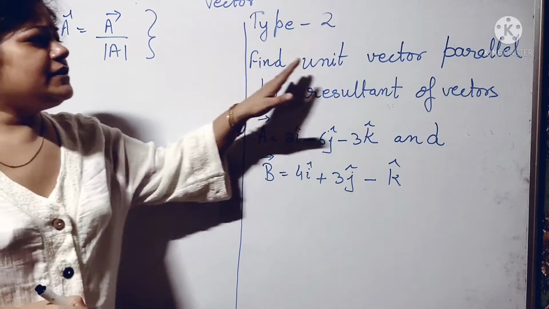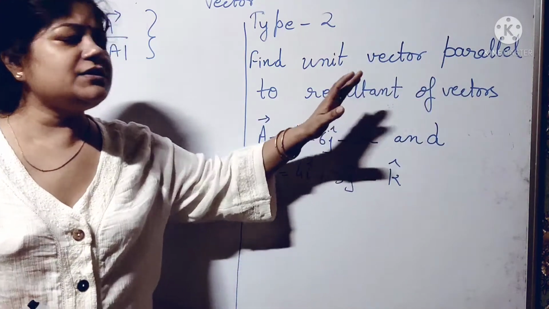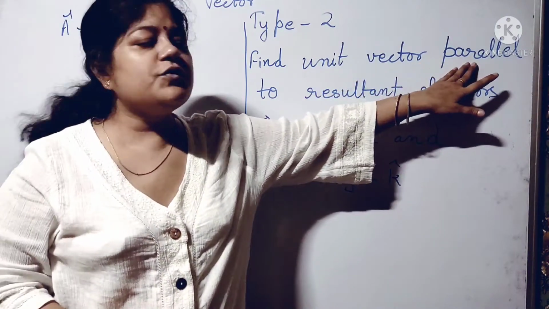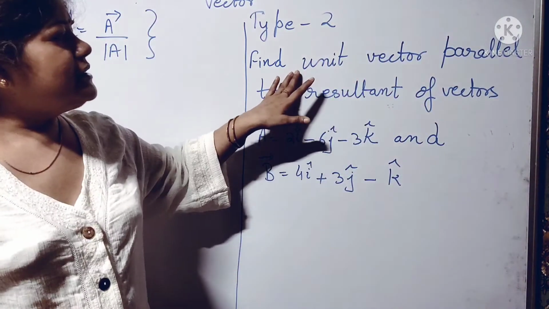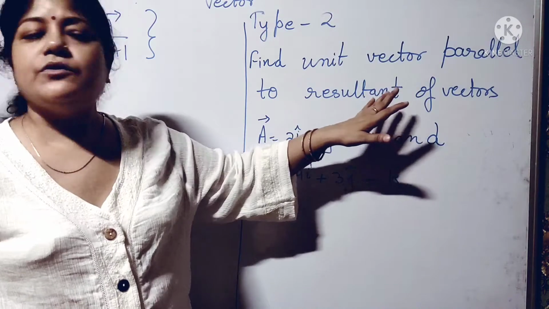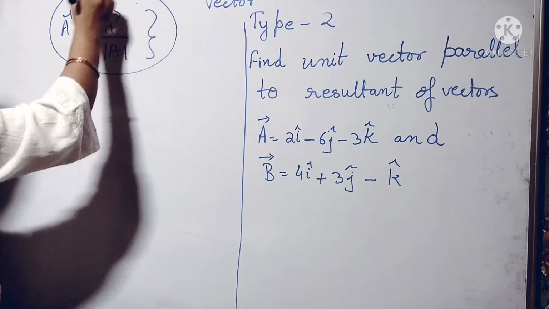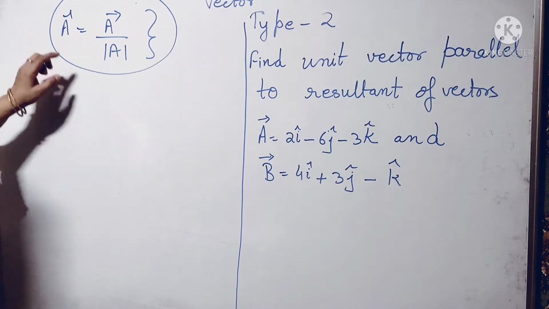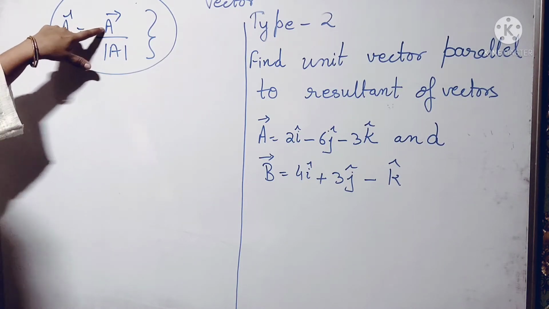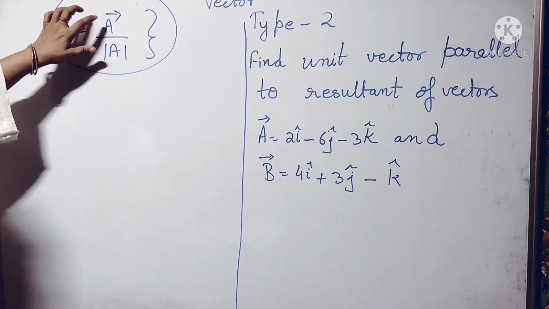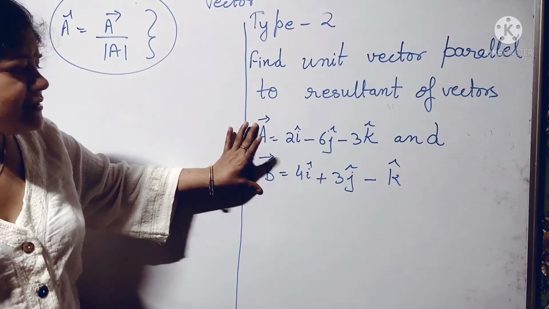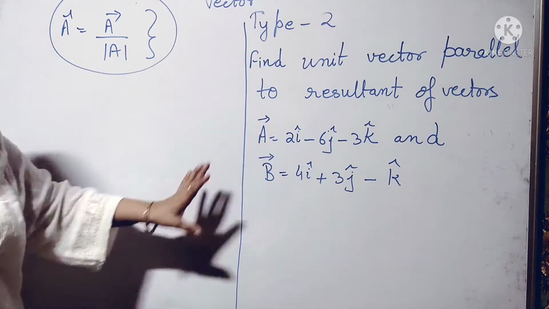When it is given unit vector parallel to resultant of vectors, don't be confused with parallel. It is given, find unit vector parallel to resultant of vectors. So this is the formula for finding the unit vector. Now this is simply the vector A. What is the vector A? That is the resultant of both of the vectors.